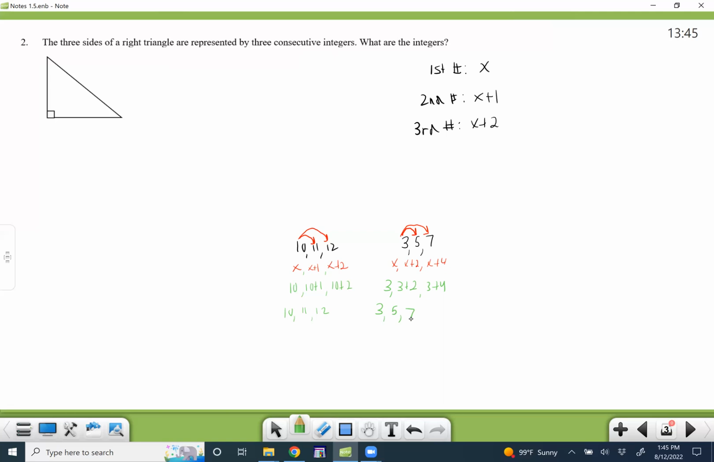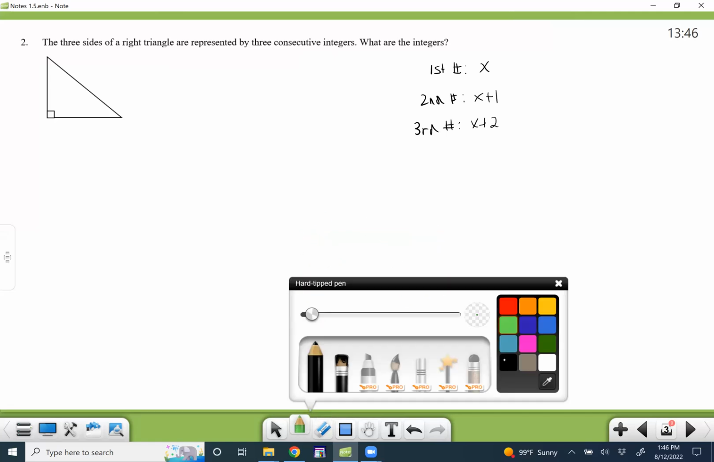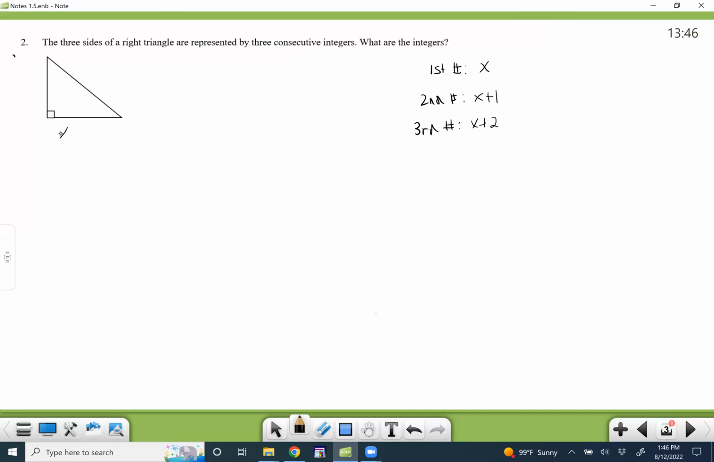Okay. And it's the same for consecutive evens because they also are 2 spaces away from each other on the number line. So both evens and odds are going to be x, x plus 2, x plus 4, x plus 6, x plus 8, depending on how many we need. All right, so we have consecutive integers, so they're only 1 away from each other. So that's why we have x, x plus 1, x plus 2. So we're going to go ahead and put those in as our side lengths on our triangle.